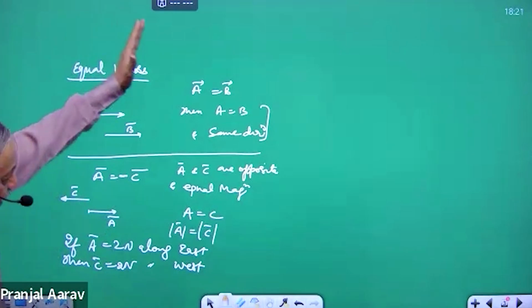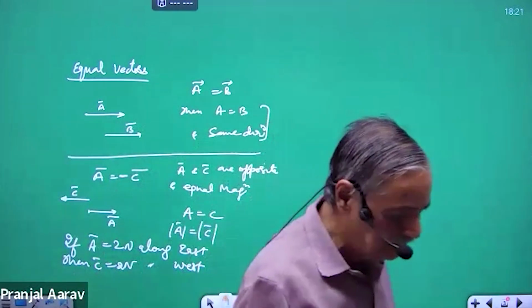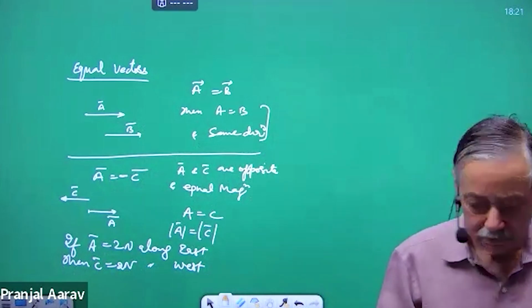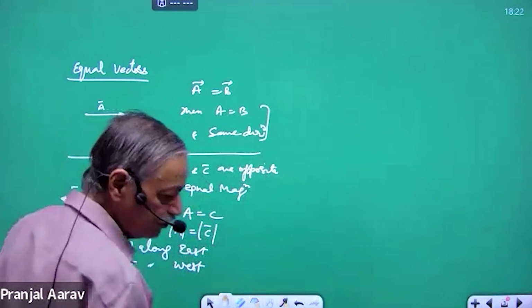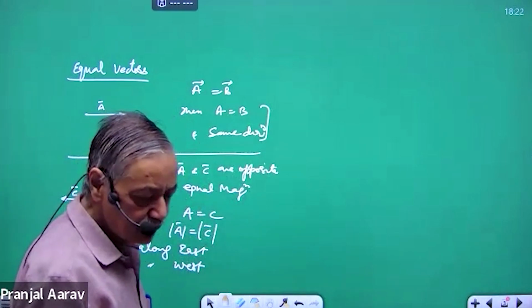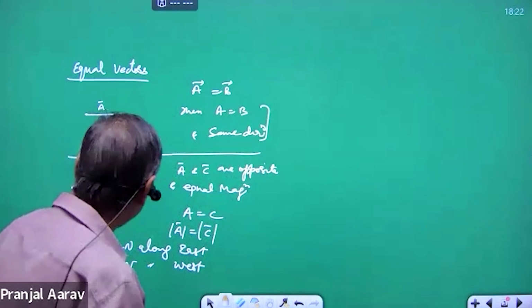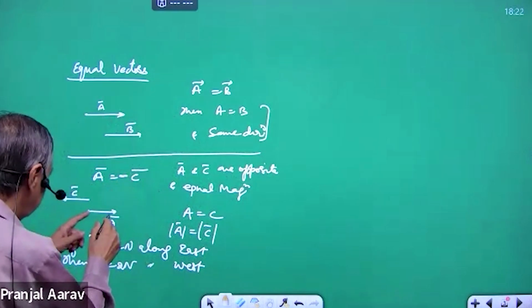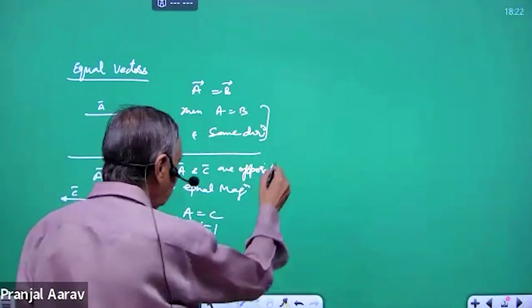Okay, so any doubt up to this? If you have any doubt, please tell me. No, sir. I have a doubt. Sir, if vector C and vector A are traveling in the same direction but with same magnitude, will they collide? See, A is equal to minus C. That means A and C have opposite direction.